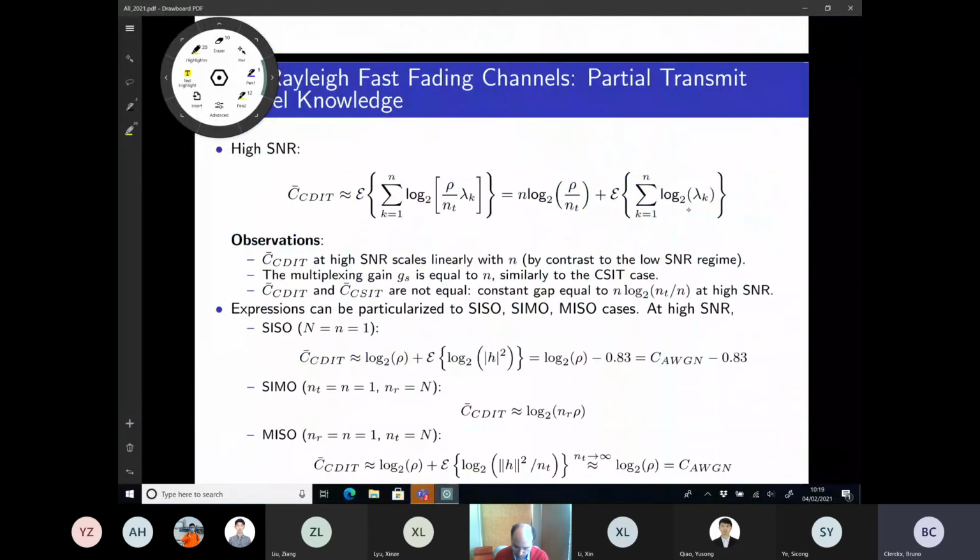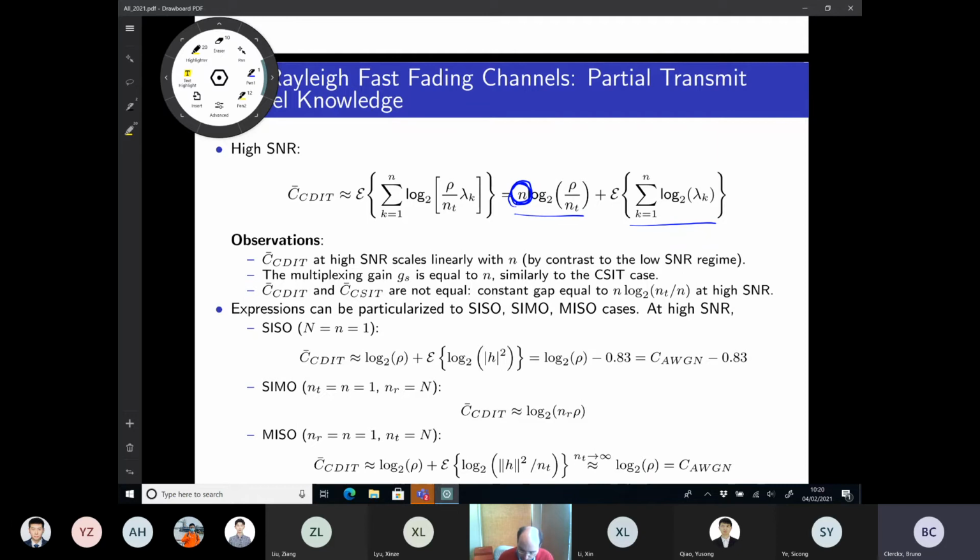And this is what you see here. The sum of the log is essentially the log of the product of the eigenvalues. So at high SNR, this n will appear again in front of the log, because I have n non-zero eigenvalues in this channel. My rate will scale with n. That's the same whether I have knowledge of the channel at the transmitter or I don't have it. At high SNR, I will have a rate that still scales with n, so I will still have a multiplexing gain of n.